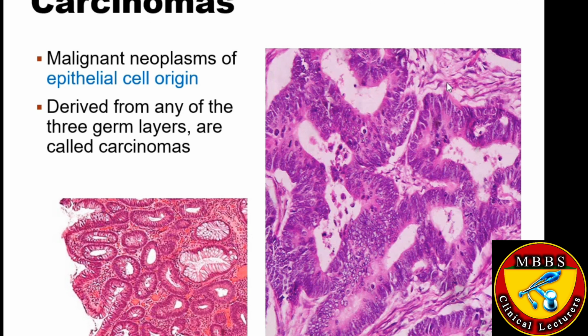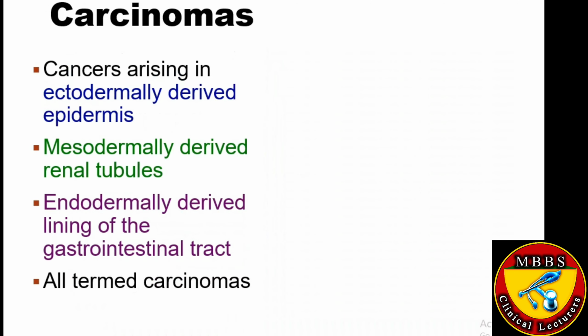But do these glands resemble the normal epithelium of a gland in the gut? No, they don't. You can see lots of mitosis over here. You can see vast architectural differences between these cells and these cells. So this is a carcinoma, and since it is arising from the glandular type of cell, we call it adenocarcinoma. Carcinomas can arise from ectodermally derived epidermis, from mesodermally derived renal tubules, or from endodermally derived lining of the GI tract.